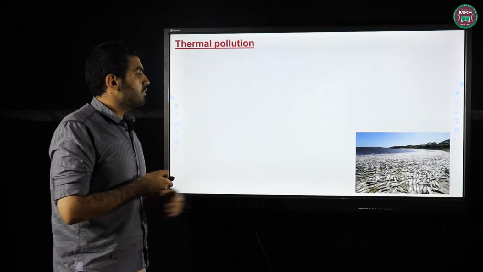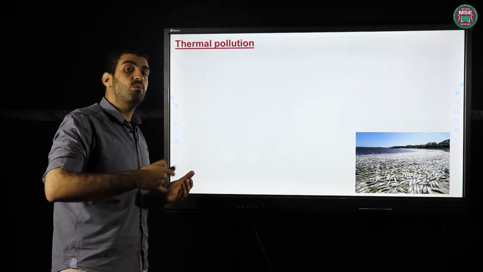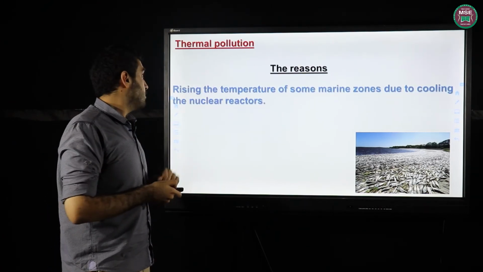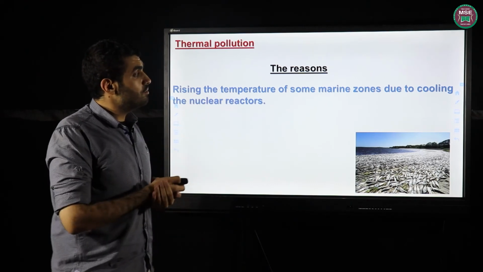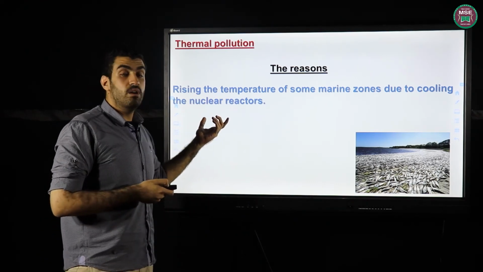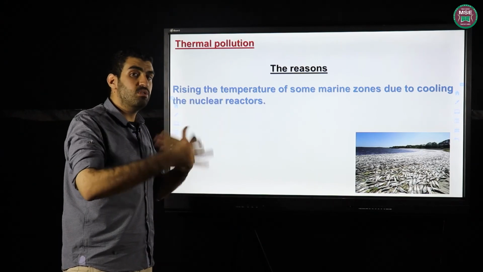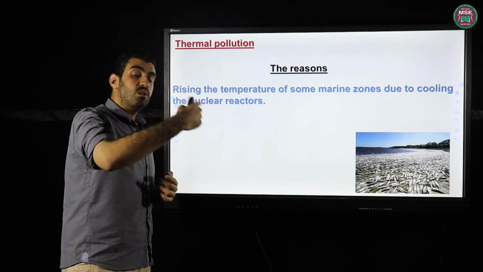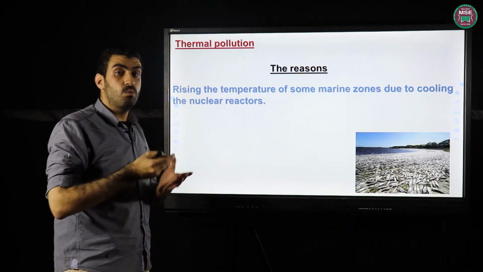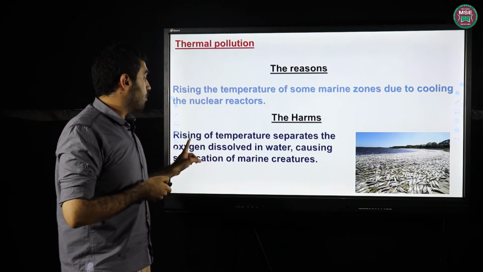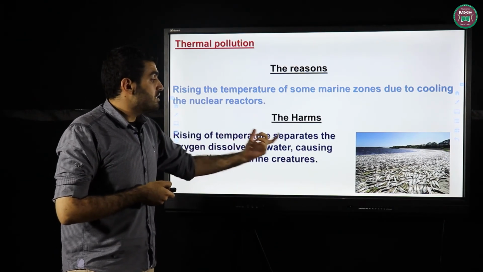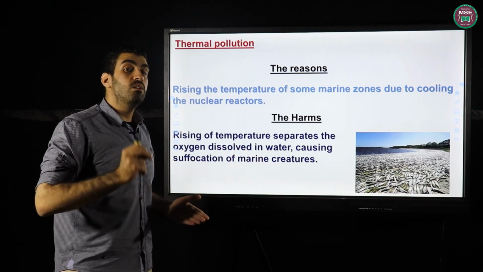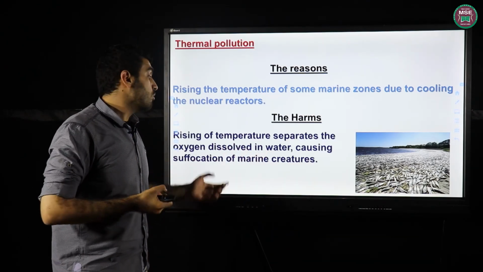Thermal pollution means increasing the temperature of water by a huge amount. The reason for thermal pollution is rising the temperature of some marine zones due to the cooling of nuclear reactors. If I have a nuclear reactor which produces a huge amount of heat, I have to cool it. The produced water after cooling will be very hot water, which causes the rising of temperature that separates the oxygen dissolved in water. So no oxygen is available for the marine animals, so they will die.